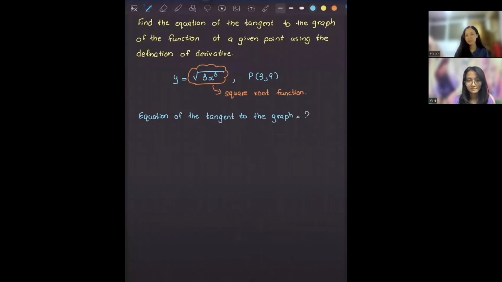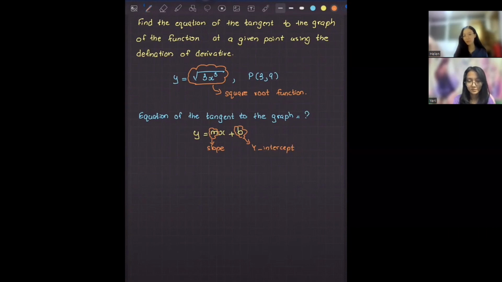In other words, the equation of the tangent to the graph is also known as y equals mx plus b. We can also say it is mx plus c, but it doesn't really matter here. You can use whatever you like. So m is the slope here, and b is the y-intercept. We are already familiar with that. To find the slope, we have to find the derivative, because the derivative is the same as the slope of the tangent. And we have got our point here, 3.